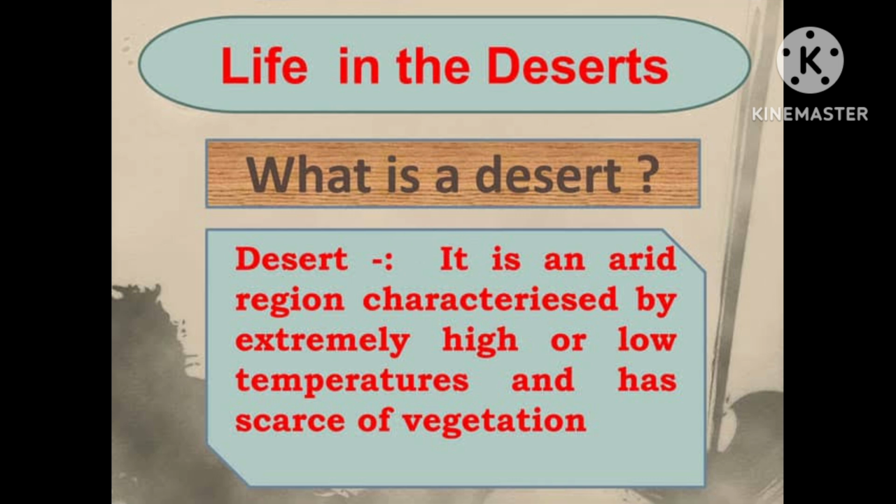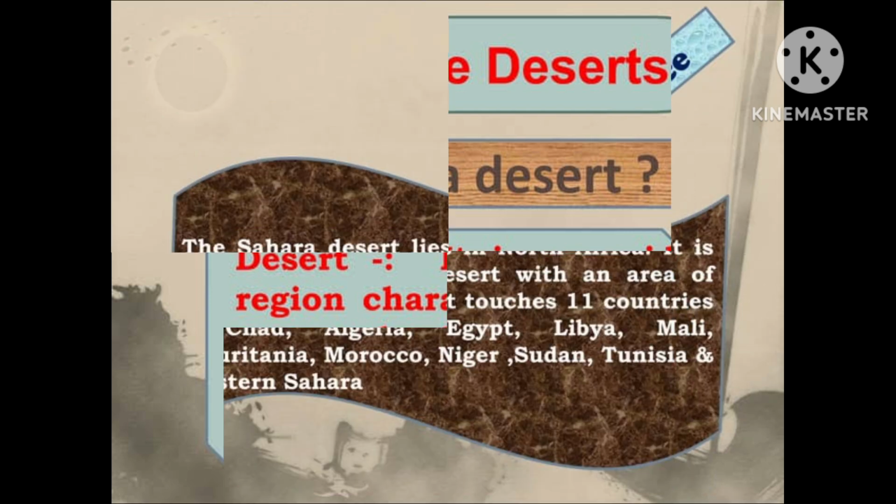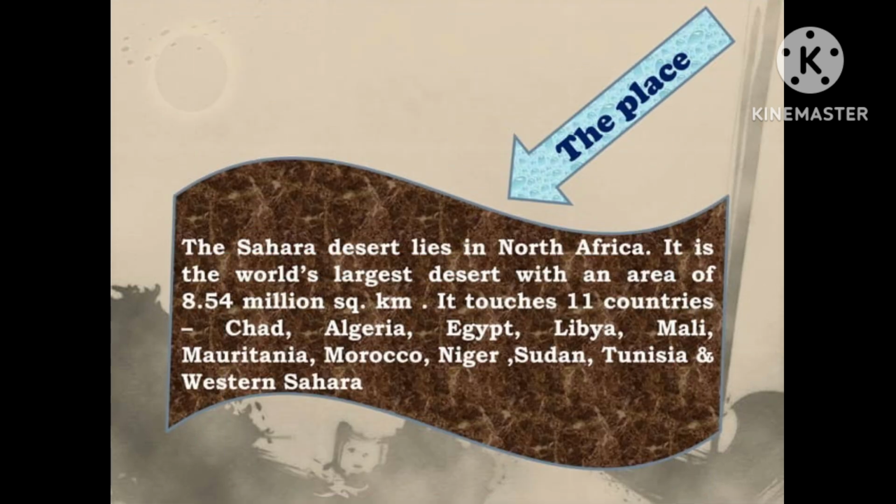A desert is an area which is characterized by low rainfall, means it receives very less rainfall, scanty vegetation, less vegetation, and extreme temperature. That means if we are talking about the Sahara Desert, we are talking about extremely hot temperature. Sahara Desert lies in the African continent. It is the world's largest desert and has an area of around 8.54 million square kilometers.